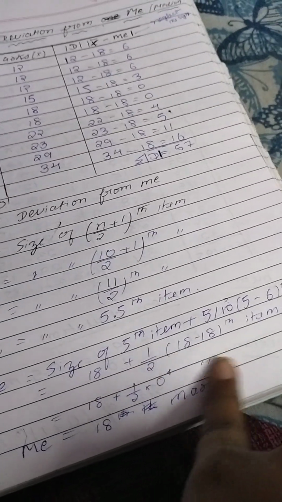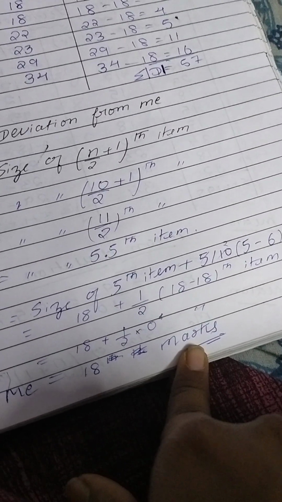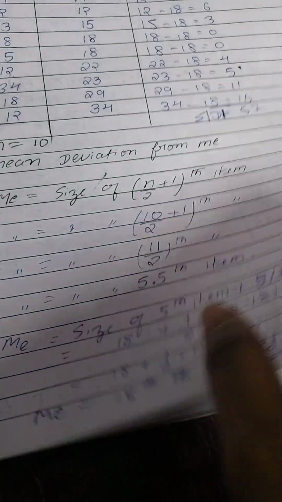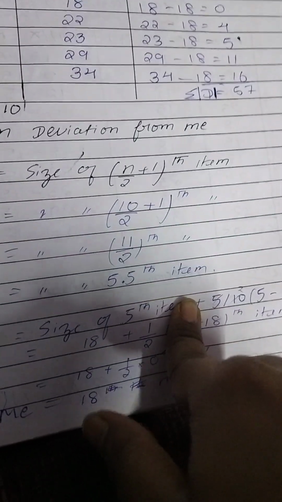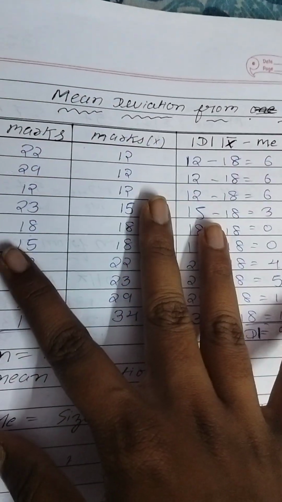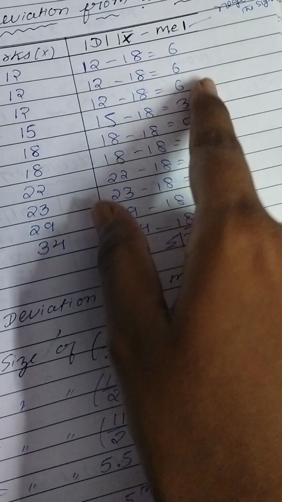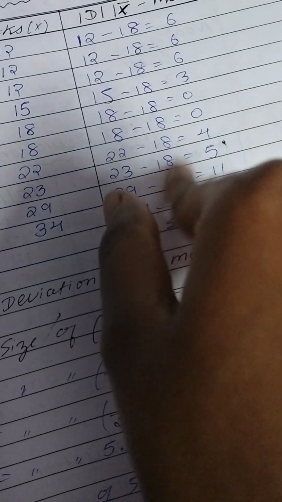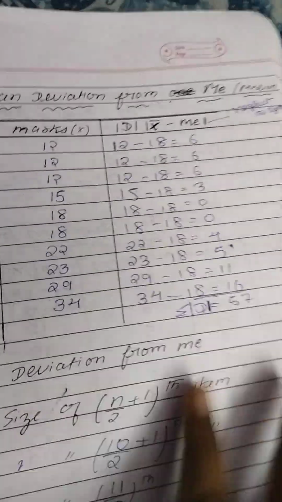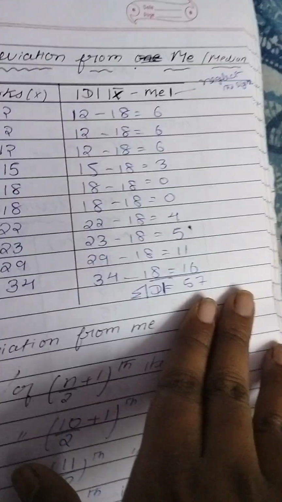So what is the 5th item? It is 18. So the median is 18 marks. Now after getting the median, we find the deviations. How will we find them? We subtract the median from each xi. Whatever values we get are the deviations. Here the signs are ignored. So the value we get is 67, sorry, 57.